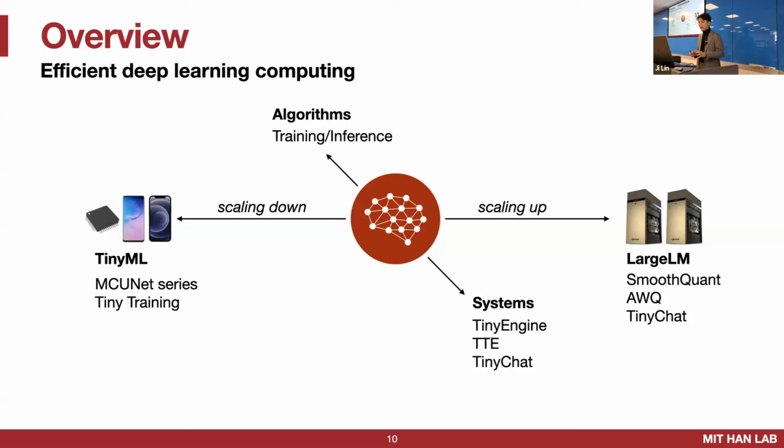So during the study, we find that it's actually quite essential if you want to co-design both the algorithms and the hardware or the systems to provide the best performance. For the algorithm side, we propose new methods for both the training and inference stages of deep learning computing. And for systems, we also develop corresponding solutions for both inference and training.